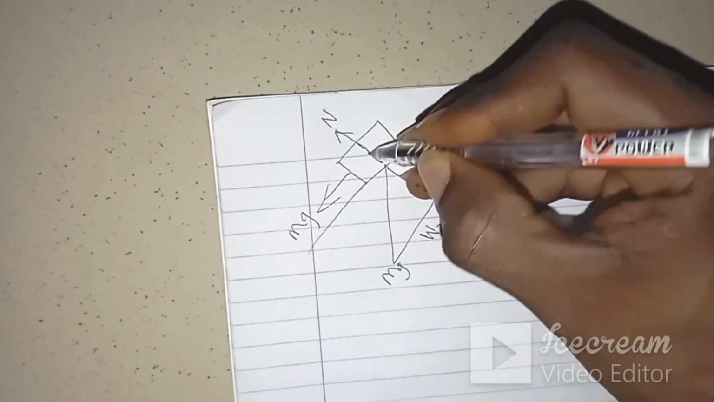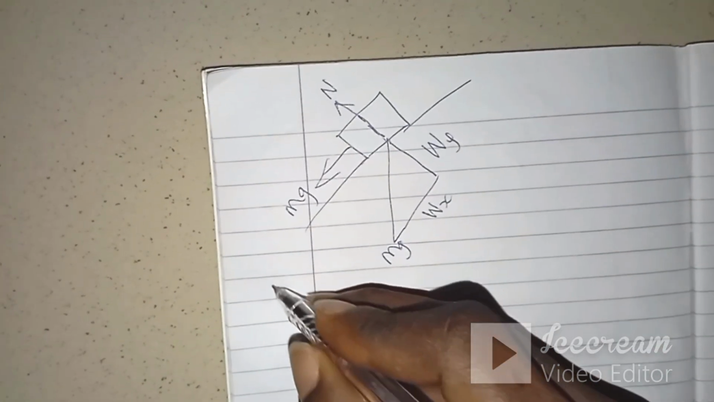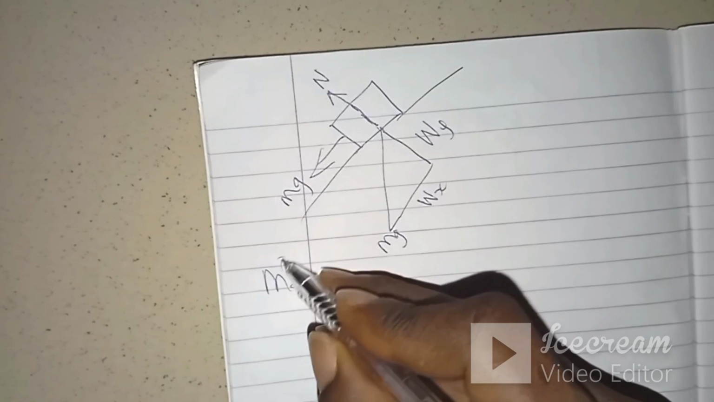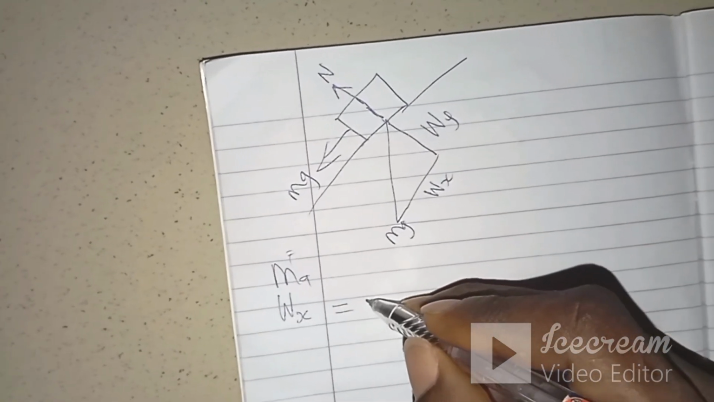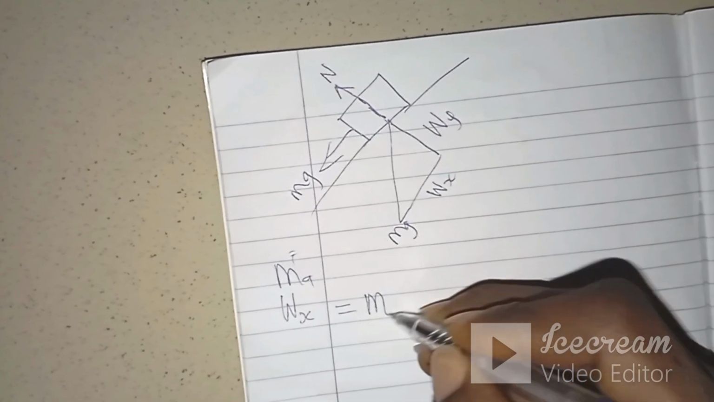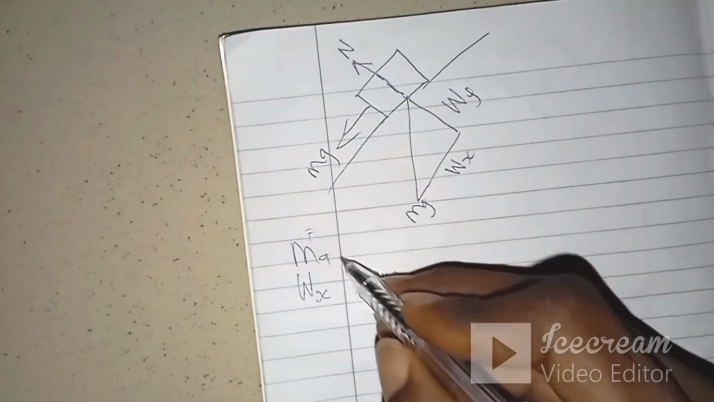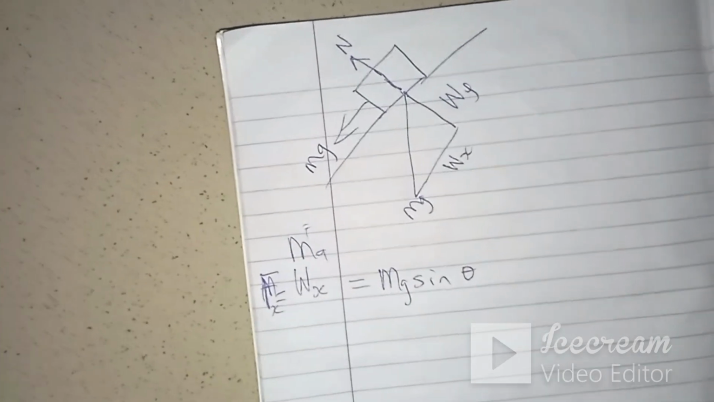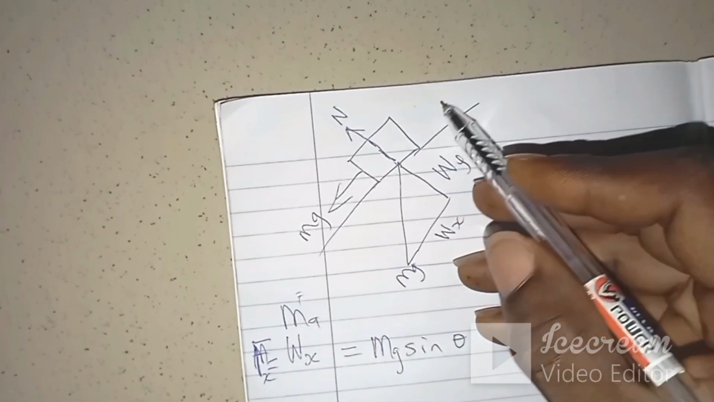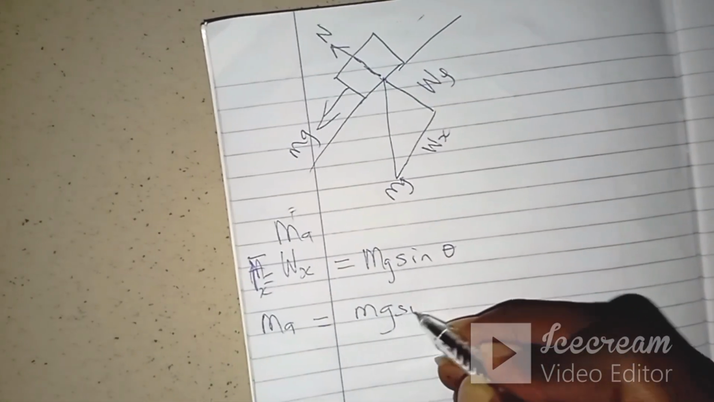It does not start inside here. I'm just using it to indicate something. So I can use the same principle now to say that ma, which is the force, or you say weight on the x-axis, is equal to mg sine theta. Yes, everything here gives me the force on the x-axis, and it's just one. So ma in this case is equal to mg sine theta.